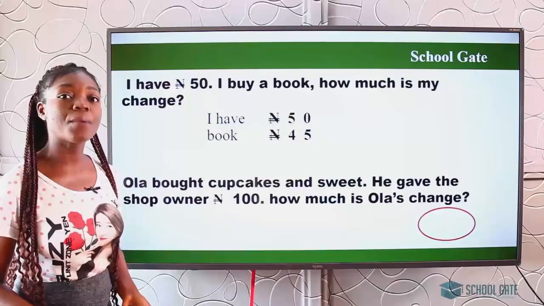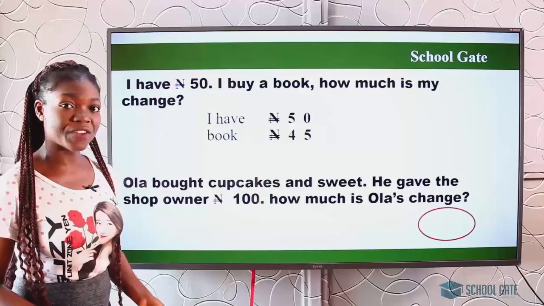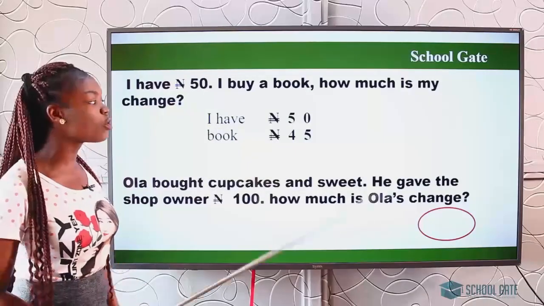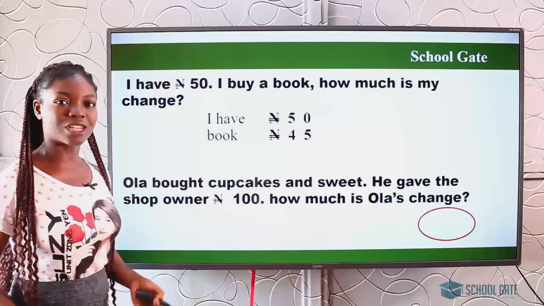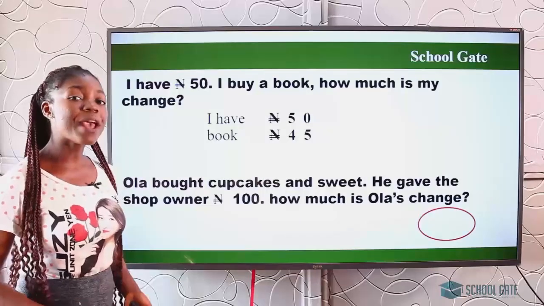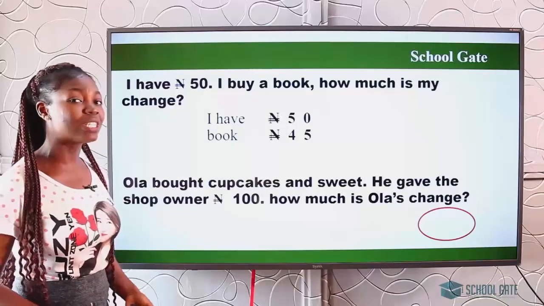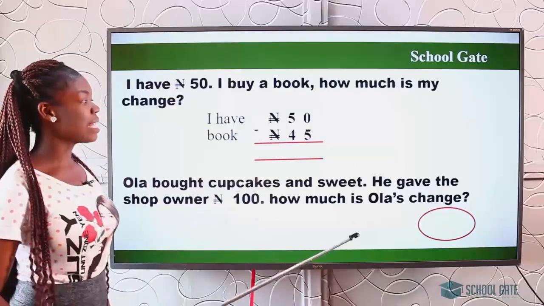You went to the shop. Your mom gave you 50 naira, you bought a book for 45 naira, there was a reduction. So we are using what? Minus. Remember when we're looking at addition and subtraction, we said anytime there's a reduction, we make use of our subtraction sign, which is minus, okay? So let's minus this.